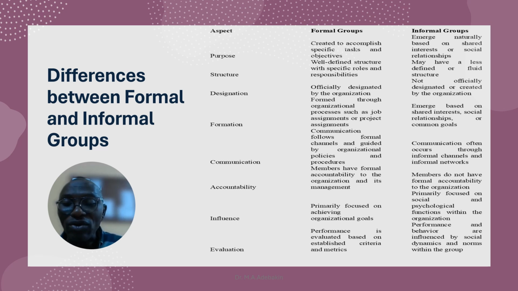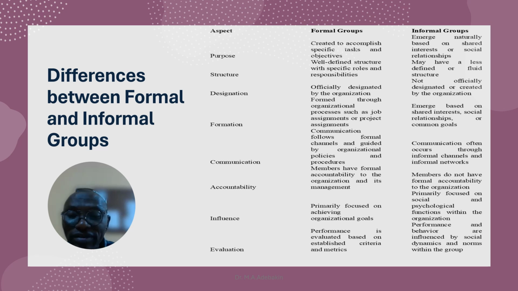And in terms of communication, it follows formal channels and is guided by organizational policies in the formal group, whereas in the informal group, communication often occurs through informal channels and informal networks. In terms of accountability, members in the formal group have formal accountability to the organization and its management, whereas members in the informal group do not have formal accountability to the organization.